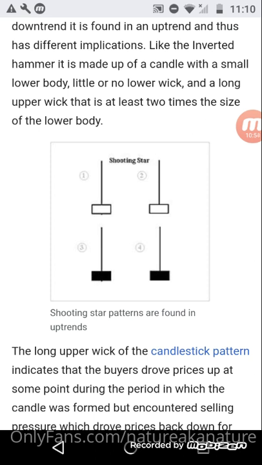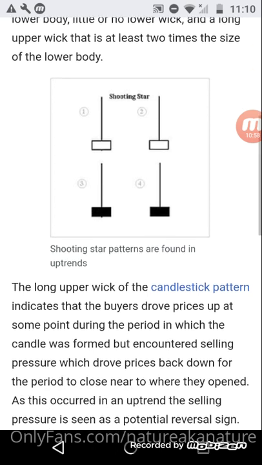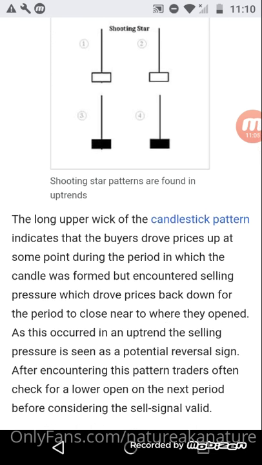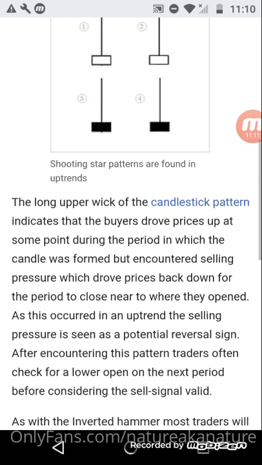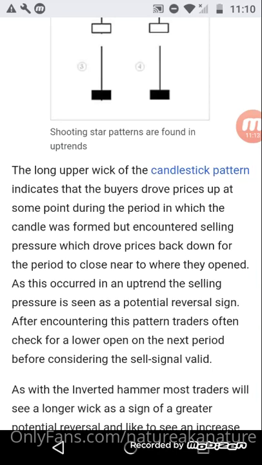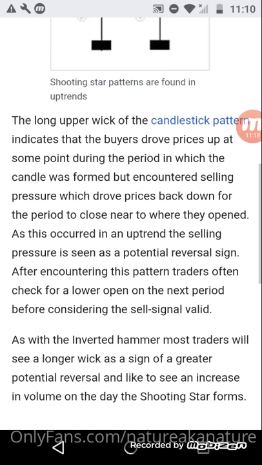A long upper wick on a candlestick indicates that the buyers drove price up at some point during the period in which the candle was formed, and the counter selling pressure drove price back down to close near where it opened. And this occurred during the uptrend. The selling pressure is seen as a potential reversal signal. After encountering this pattern, traders often check for a lower opening on the next period before considering a sell signal validated.